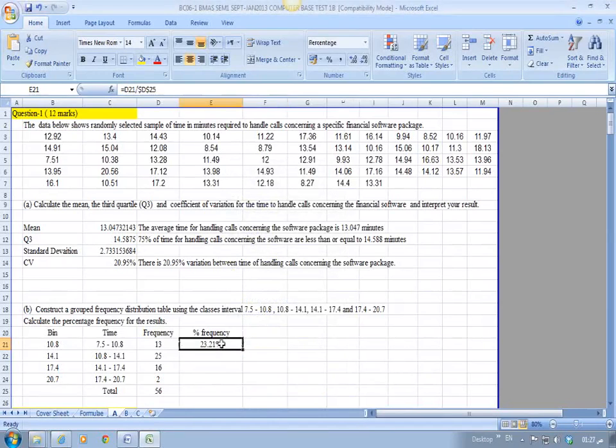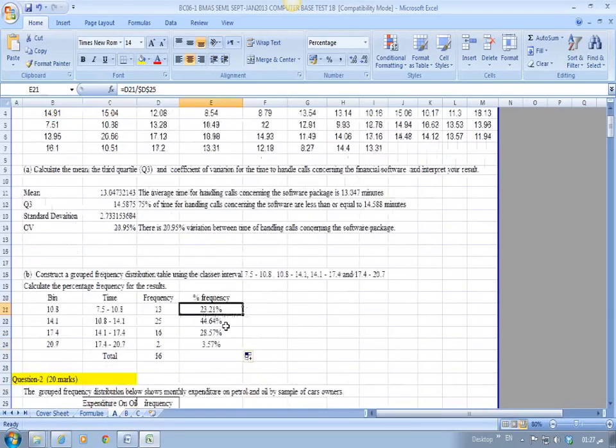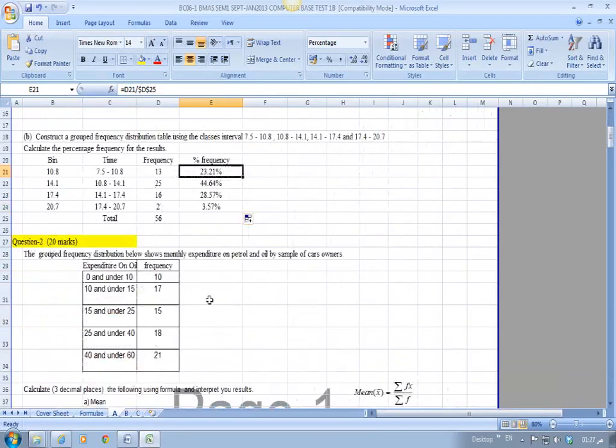So here it is the frequency, then drag it down in order to calculate all of them, or you can write it one by one. Divide the first one by 56, the second one by 56, and then change it to percent. That is the easy way you can also use. So this is how to calculate and how to answer the second question, which is question number B.